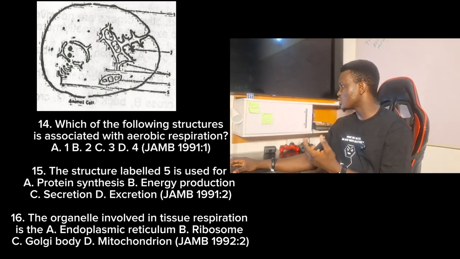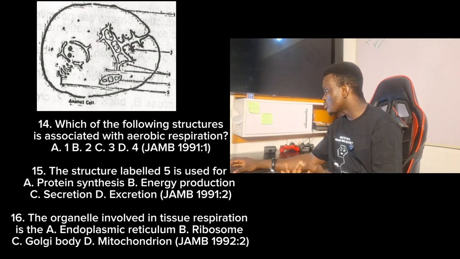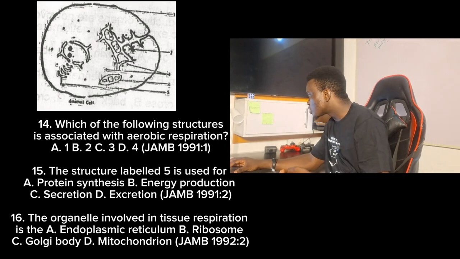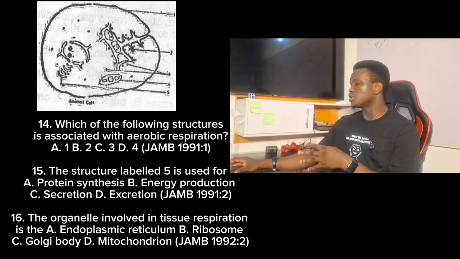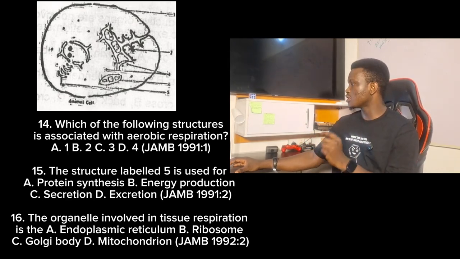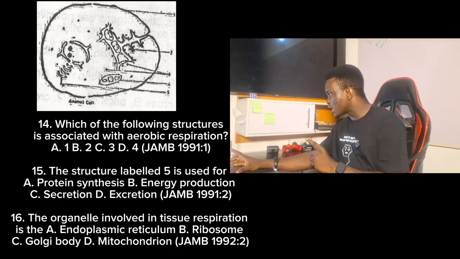So let's look at the structure labeled 5. That is the endoplasmic reticulum. So A, protein synthesis, structure labeled 5. Oh, that is Golgi body. So if you look at the picture clearly, that's the Golgi body. So it's not endoplasmic reticulum. Endoplasmic reticulum is folded, but this looks like a sausage.